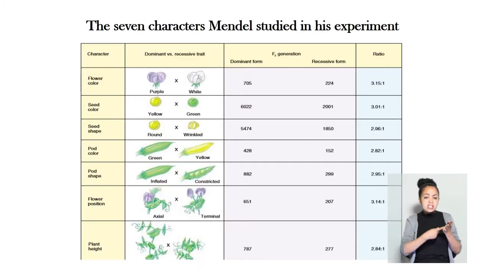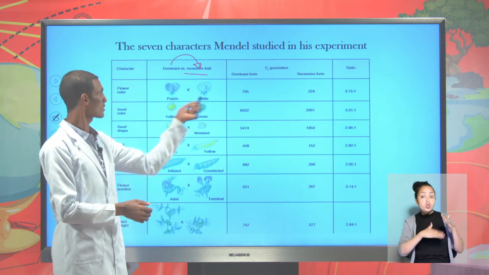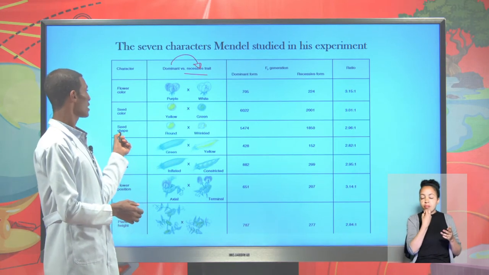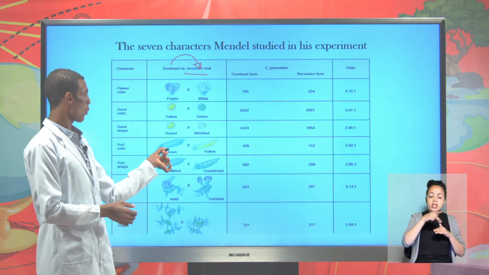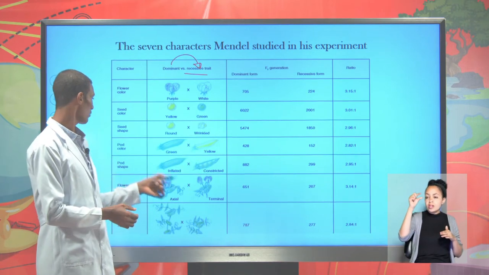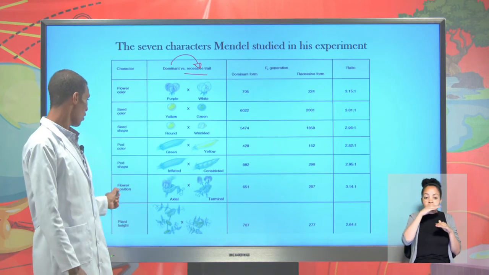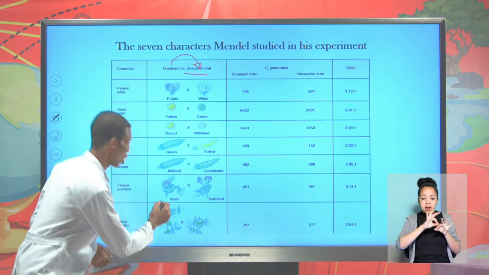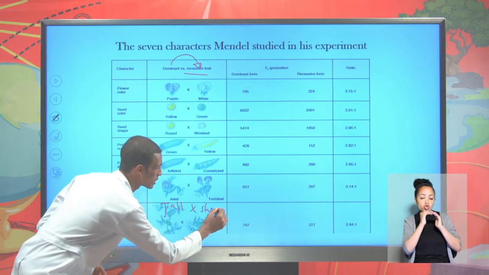The seven main characters or traits that Mendel selected are flower color, purple, which is dominant over white; seed color, yellow, dominant, and green, which is recessive; seed shape, round, dominant over wrinkled, which is recessive; pod color, green, dominant over yellow, which is recessive; pod shape, inflated, dominant, and constricted, which is recessive; flower position, axial, which is dominant, and terminal, which is recessive; plant height, tall, which is dominant, and short, which is recessive.